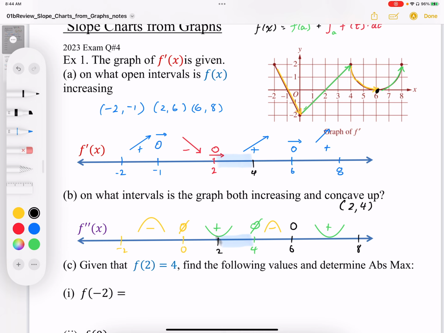And where else is it sloping up? Well, between 6 and 8, it is both concave up and sloping up. So I'm going to just highlight that again. Between 6 and 8, sloping up, 6 and 8, concave up. So there's another region that we can choose. So between 6 and 8, in that interval, it is both concave up and increasing.